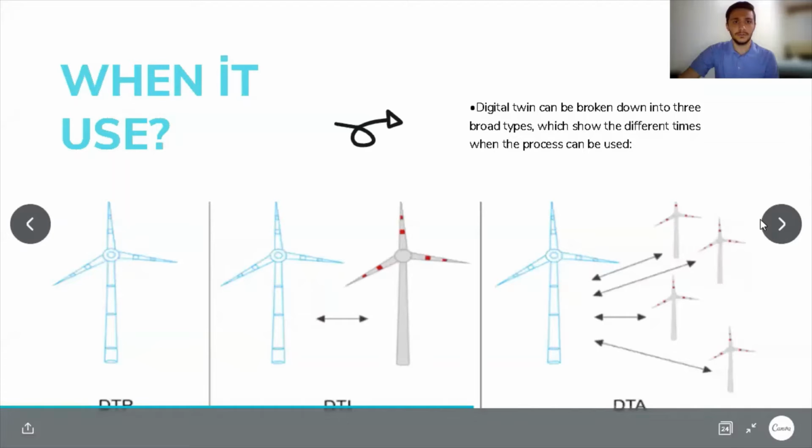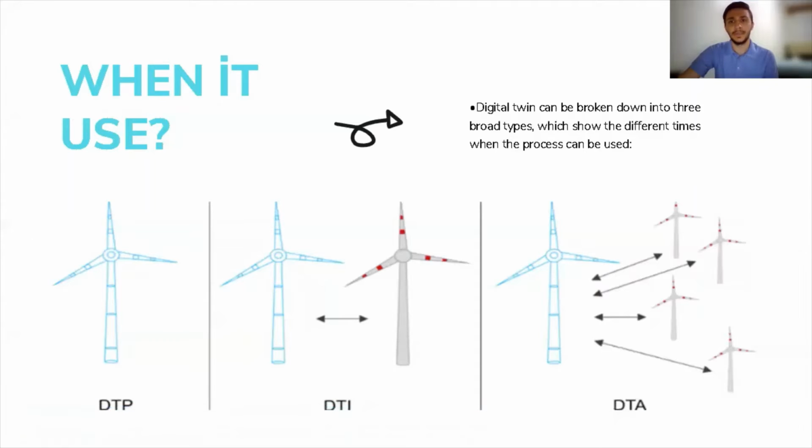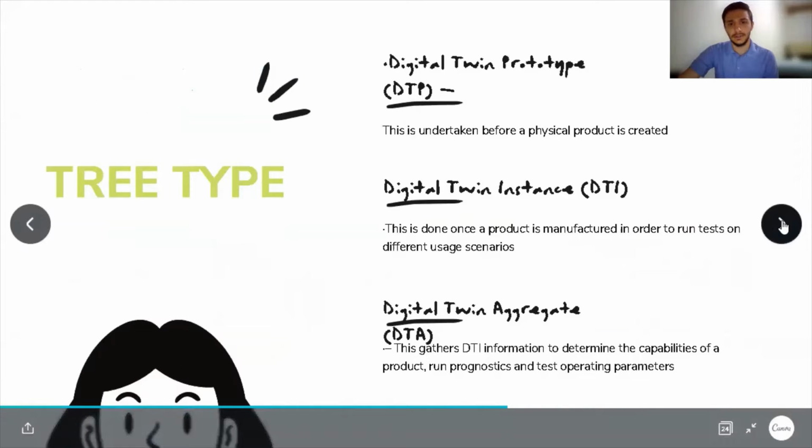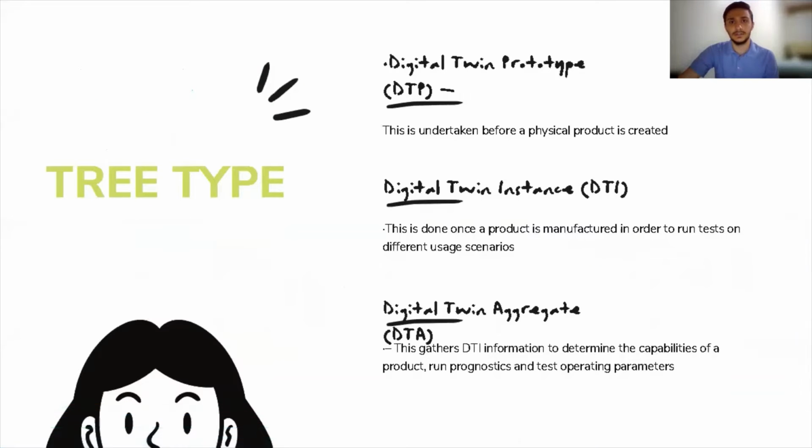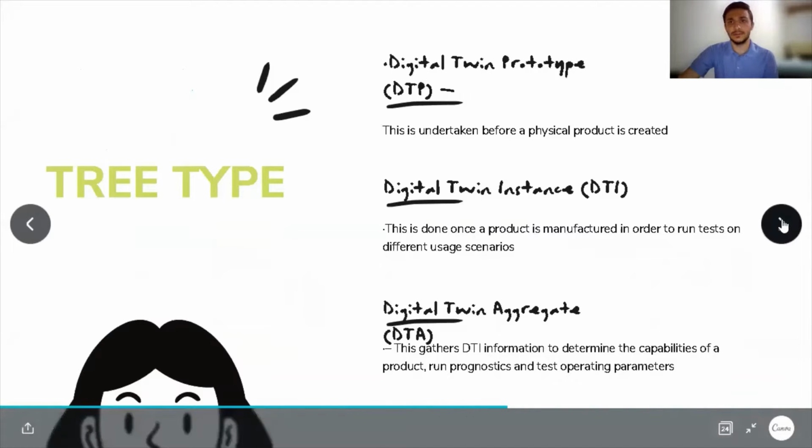Digital twins can be broken down into three broad types, which show the different times when the process can be used: DTP, DTI, and DTA. The first one is the digital twin prototype, DTP. This is undertaken before a physical product is created.